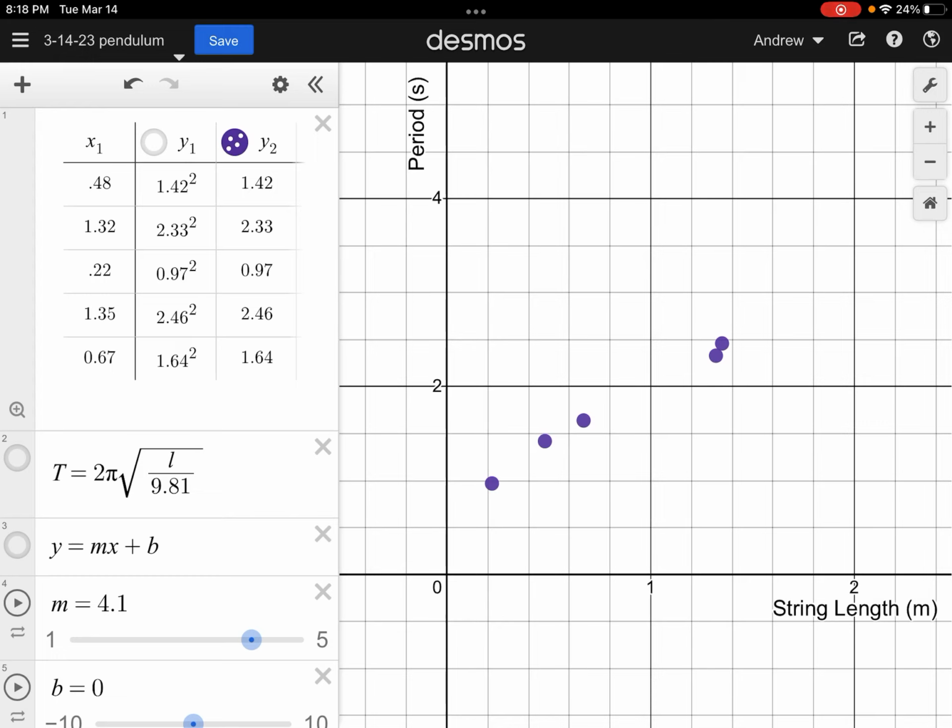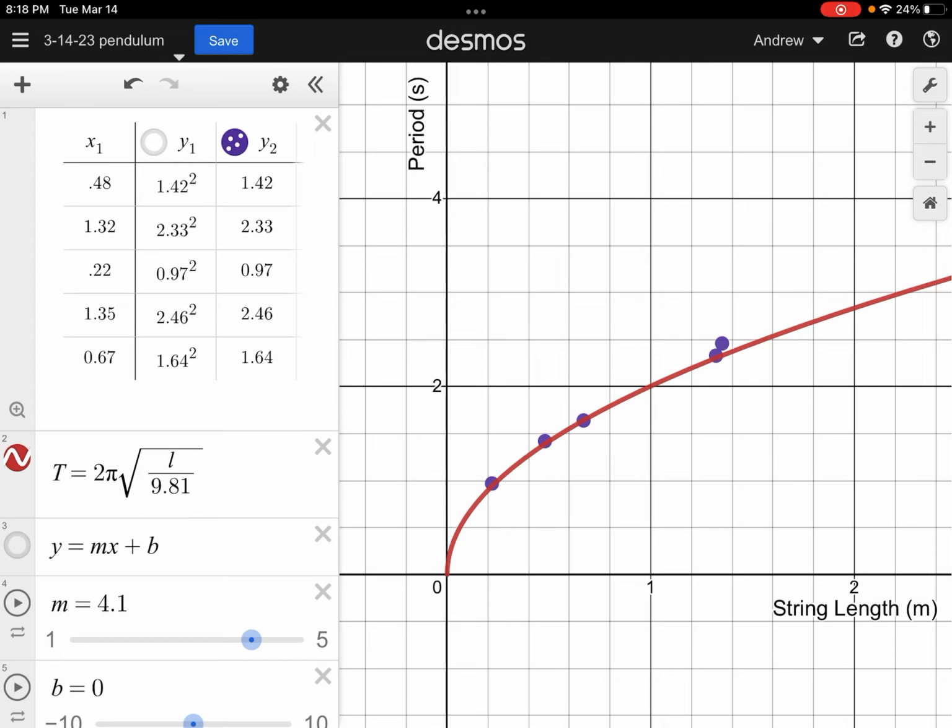So we had 5 different groups do it. Their data can be seen in the upper left-hand corner. X values are string length, measured in meters, and you'll see the purple dot, which is the Y2 column, and that was the period, the time period. It might not look like a square root function, but indeed, if I turn on the red line, T equals 2 pi times the square root of L over G.